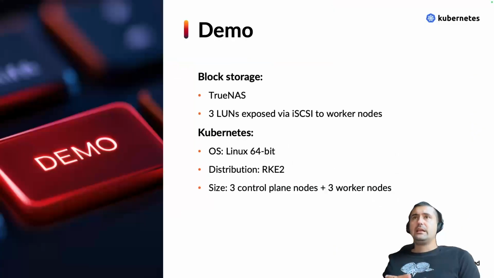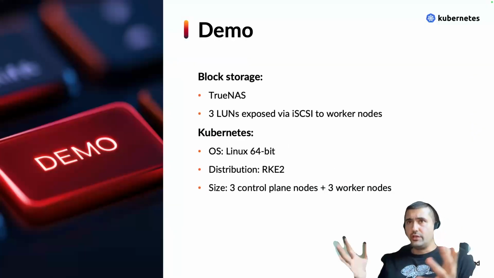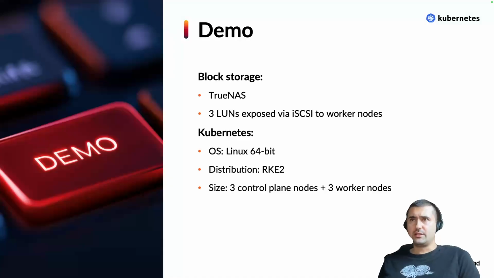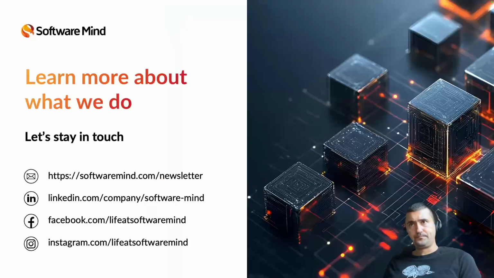For demo purposes, I simulated this block storage with a TrueNAS server, which is exposing free LUNs via the iSCSI protocol to my worker nodes. On the Kubernetes part, I have deployed a Linux 64-bit operating system. I think it's Rocky Linux, with an RKE2 Kubernetes cluster with 6 nodes, 3 worker nodes and 3 control plane nodes. And that's it in terms of the presentation.